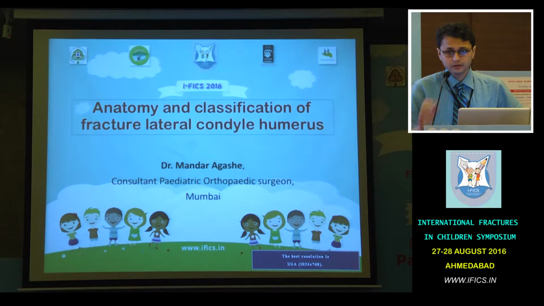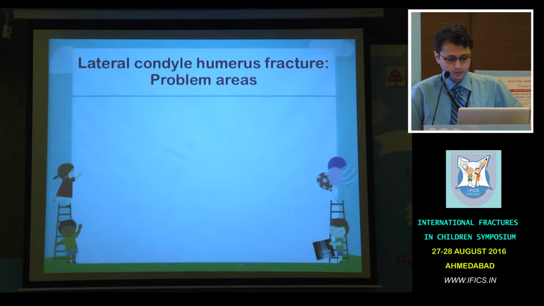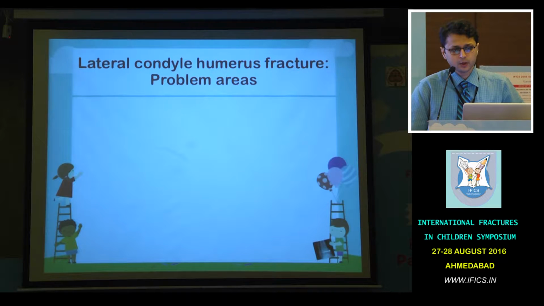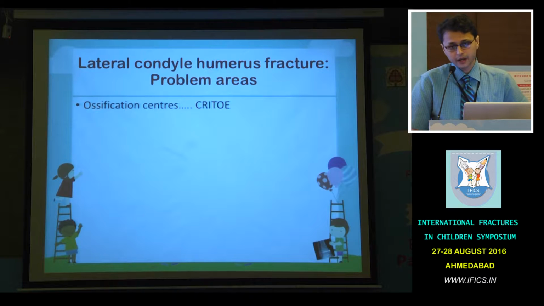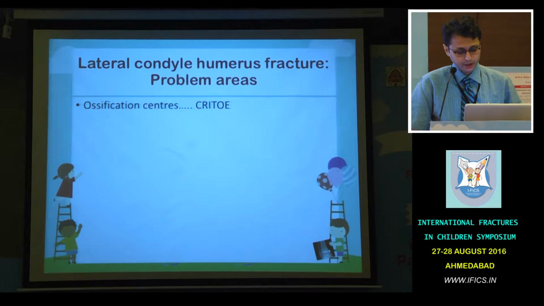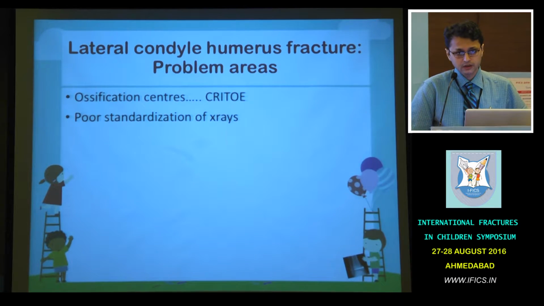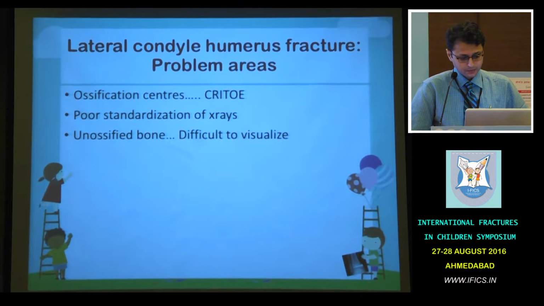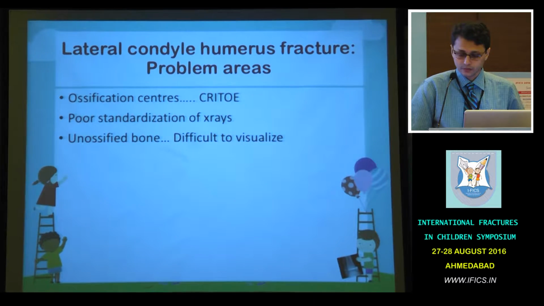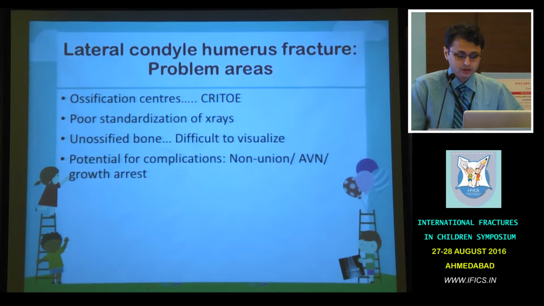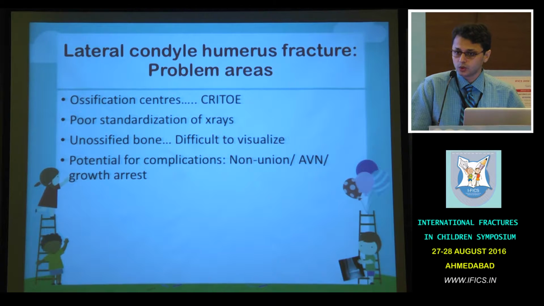So we'll start off with the basics of fracture of the lateral condyle of the humerus, and we know that this fracture is a problem fracture. We know that the ossification centers come up at varying ages. We know the mnemonic of CRITOE. There's very poor standardization of X-rays, especially for elbow fractures, and this fracture many a time gets missed. There's a problem of the unossified bone, which is difficult to visualize without further investigations. And there is a great potential for complications, non-union, avascular necrosis, etc. And we have to know what to do with it.